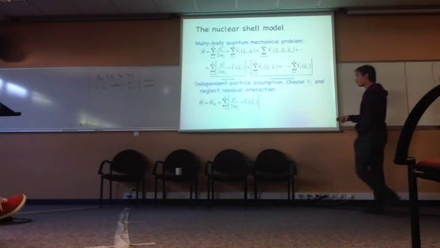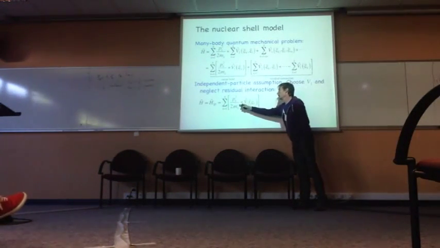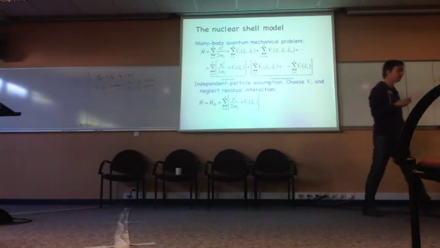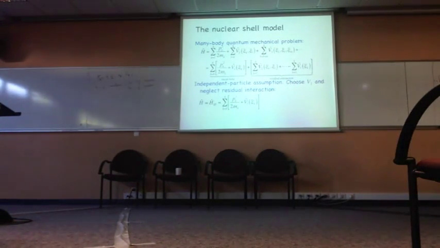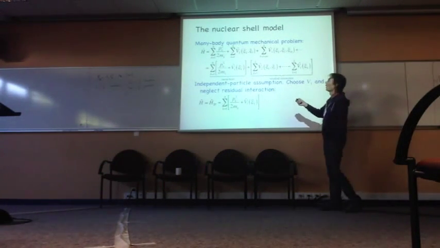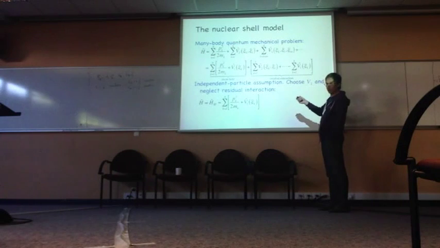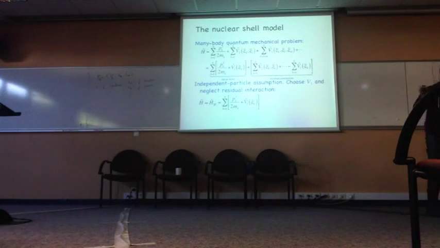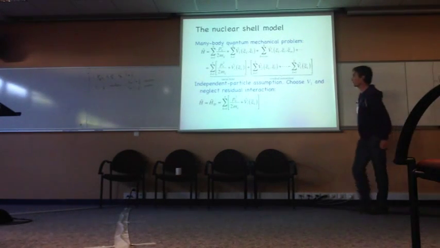Whereas if you have only one-body terms, this is, I wouldn't say trivial, but it's very manageable. The reason is that you have one A-body problem, and with this approximation you have reduced it to A one-body problems. So you can solve the one-body problem separately and then put everything together.